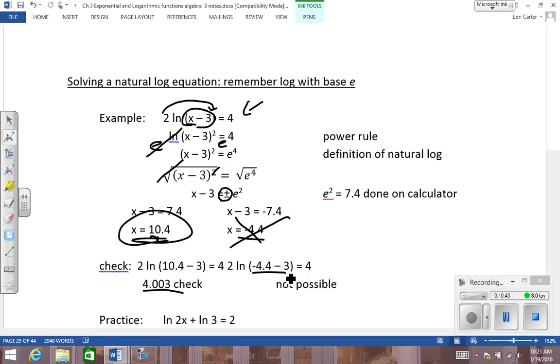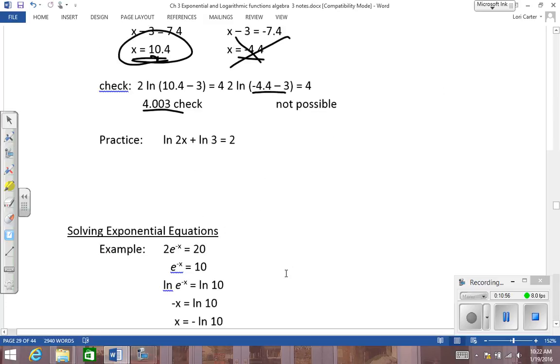Could they both work? Possibly. Could they both not work? Yes, possibly. And then what's the answer? No solution. Okay. All right, your turn.